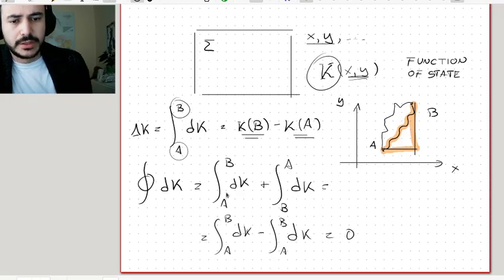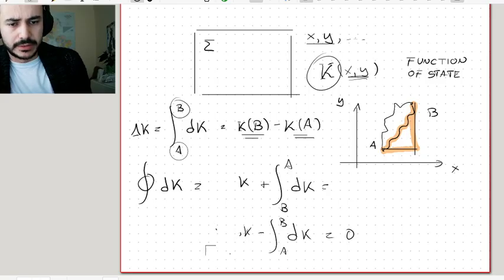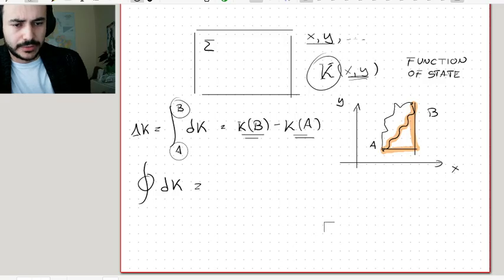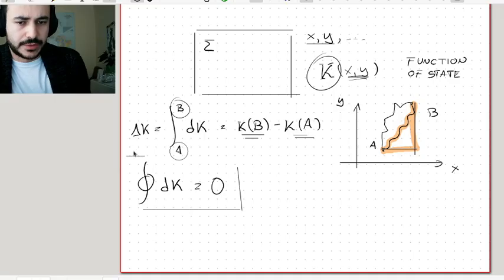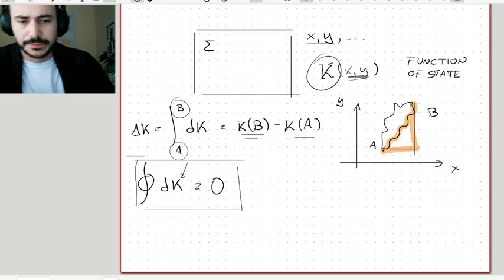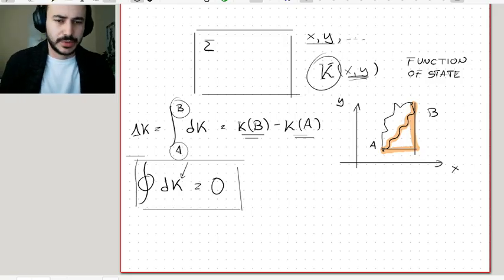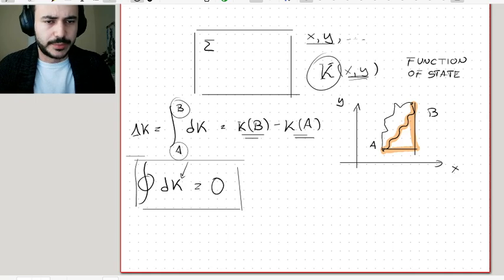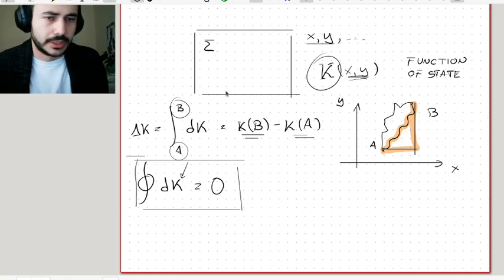Okay, so simply writing that for a given k, the integral over a round trip is equal to 0 is already telling you this is a function of state. So that's an equivalent way to state that k is a function of state. Okay, and sometimes you will see that they call this a perfect differential. Okay, that's just notation.